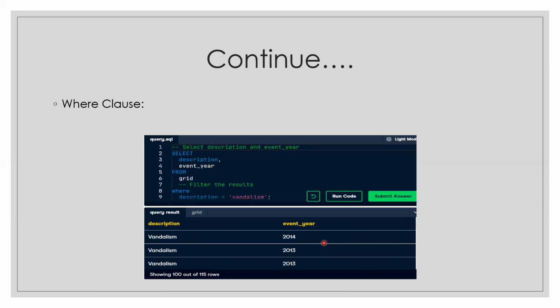Next we will study the where clause. When we only want to return rows that meet certain criteria, we use the where clause below the from statement. In this query, we will select the description column and event year column from the grid table, and we want the description column to equal vandalism. So we will use the where statement, which will filter our result according to the description equal to vandalism. So in this way we can filter our data by using the where clause.